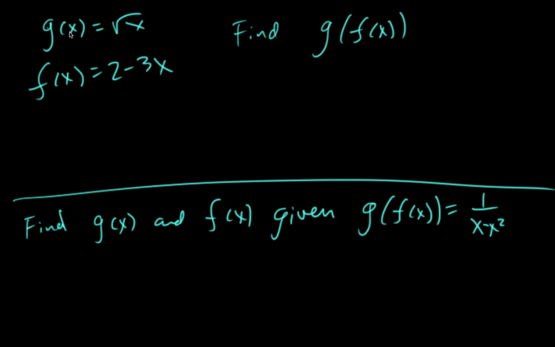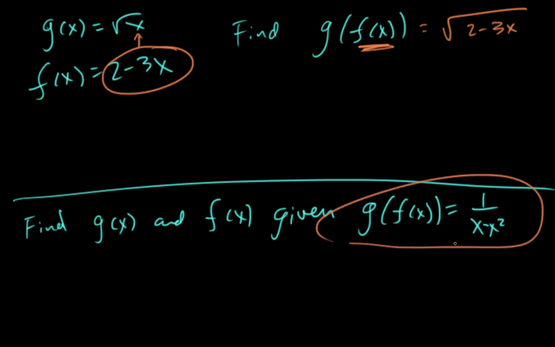So if we're given g of x and f of x that look like this, we need to find g of f of x. So we want to take f and plug it into g. So we're going to take this, plug it in for that x, and so this is just the square root of 2 minus 3x.